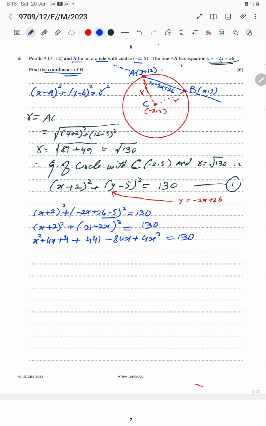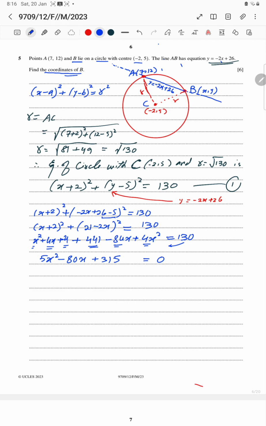So arrange the terms, bring every term here. x² and 4x² becomes 5x². 4x and −84x become −80x. 441 plus 4 becomes 445, minus 130. And if you bring it here, the minus 130 will give us 315 with the help of a calculator.